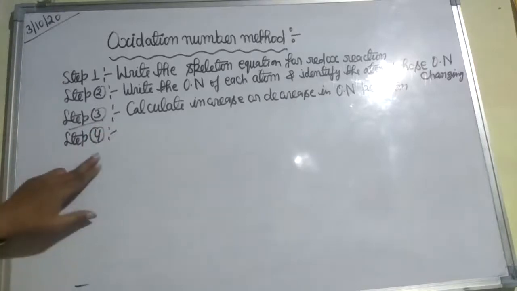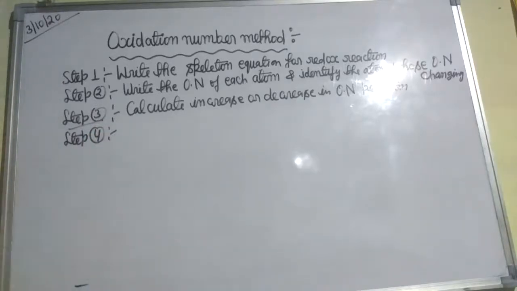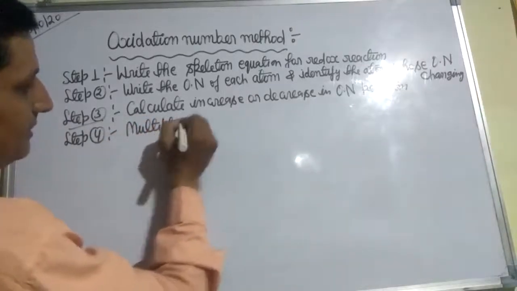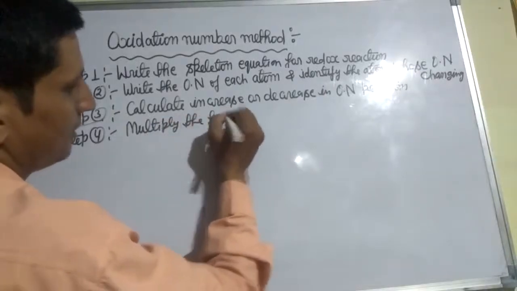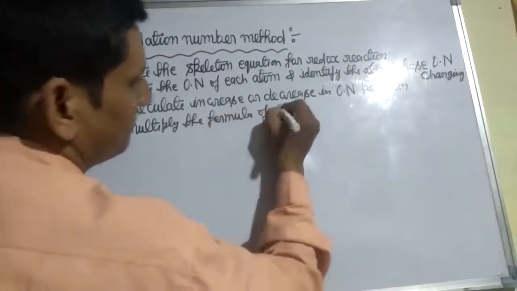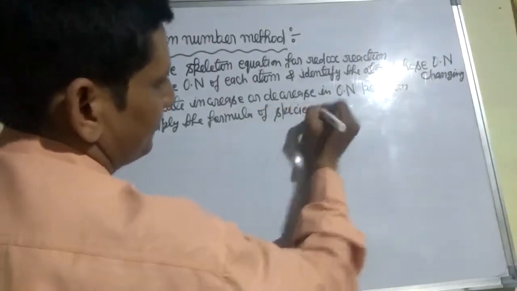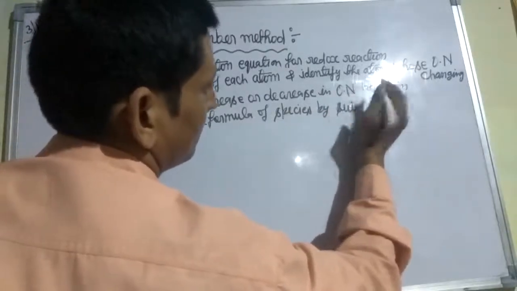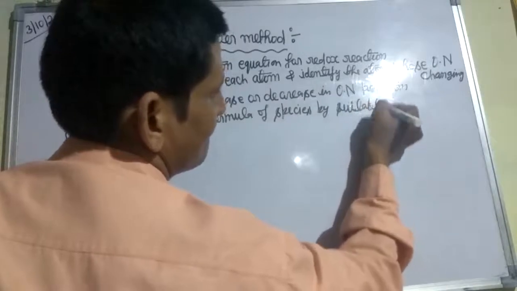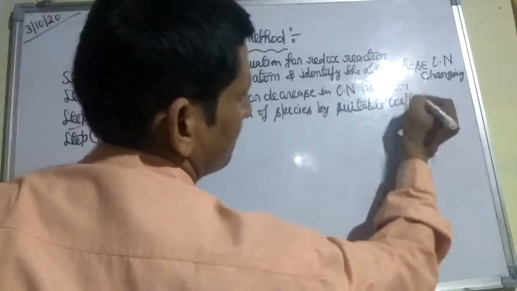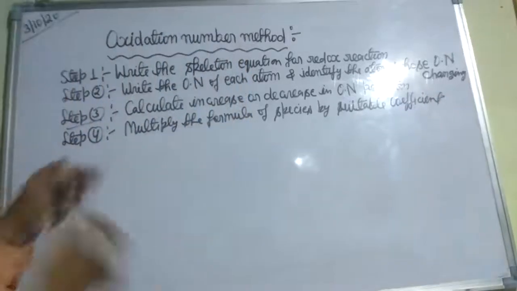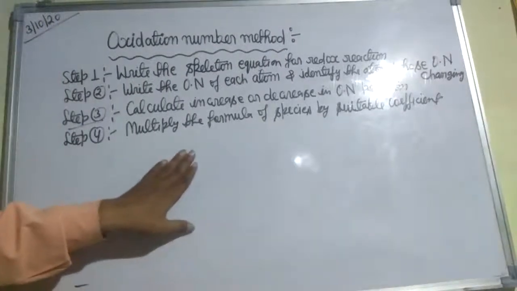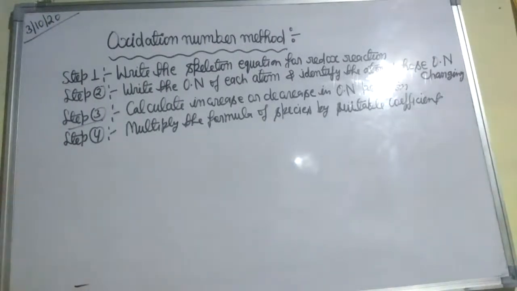Step 4 is multiply the formula of species by suitable coefficient so that the total increase and decrease in oxidation number become equal.